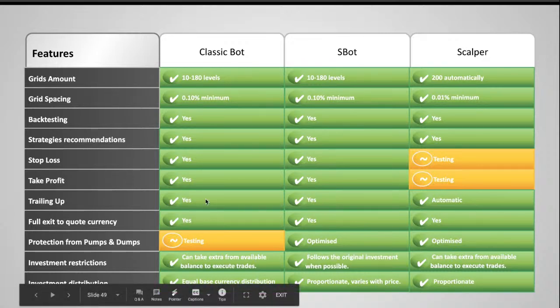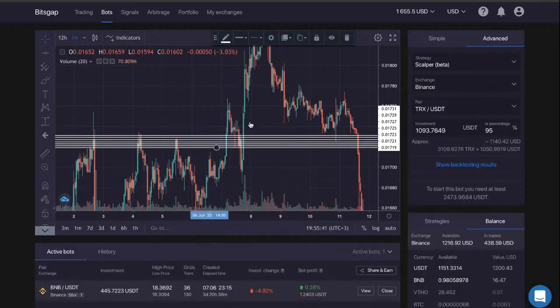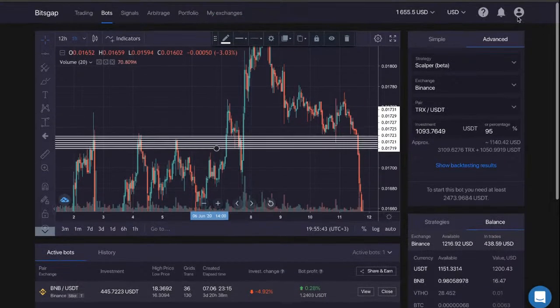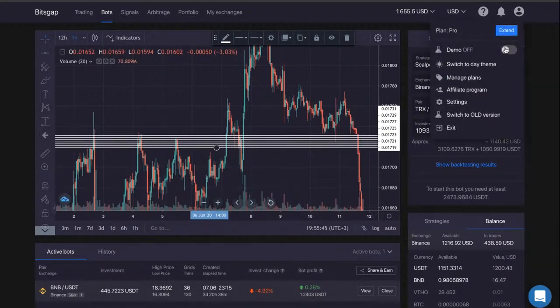Another key difference between the classic S-bot and the scalper is the way the investment is distributed. They all follow a proportionate distribution, but your distribution can vary. And let me show you how.